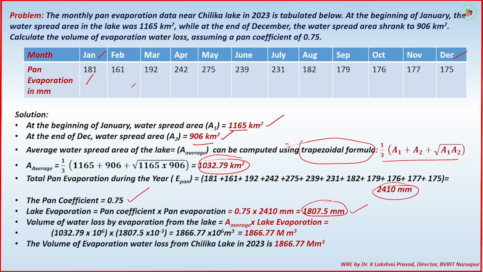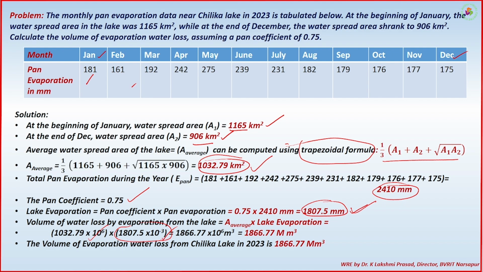Now what is my job? I got this in terms of depth unit, and this is in terms of area unit. So how can I get the volume? Area multiplied by the depth. So I take 1032.79 into the lake evaporation, multiplied by the area. While writing this, what does 10 to the power of 6 represent? It represents the conversion from kilometer square to meter square: 1000 into 1000, so 10 to the power of 6.